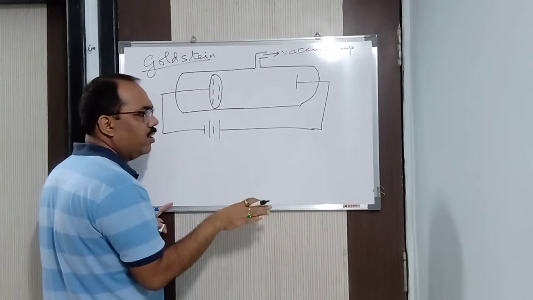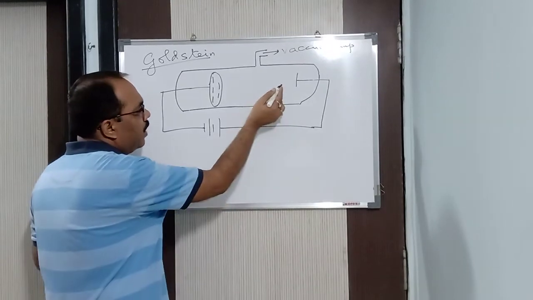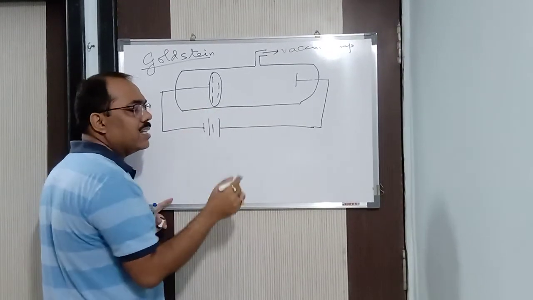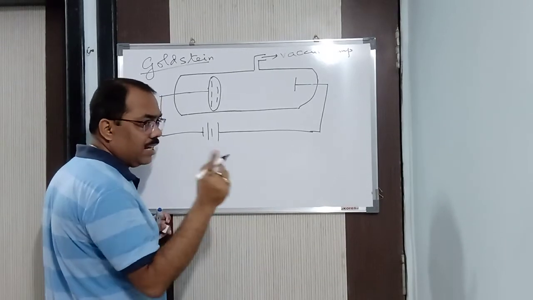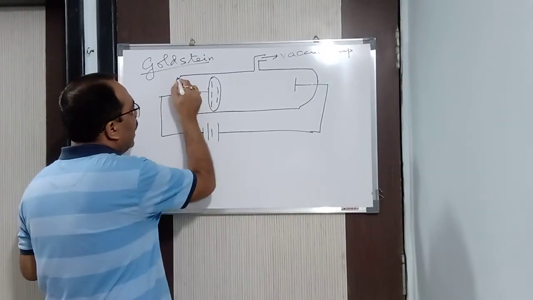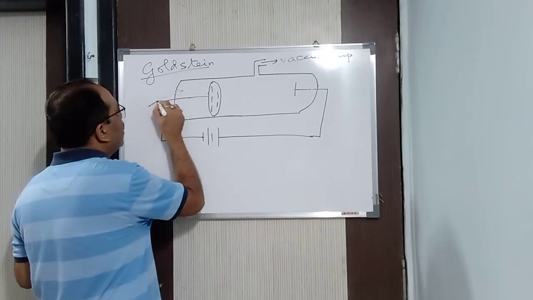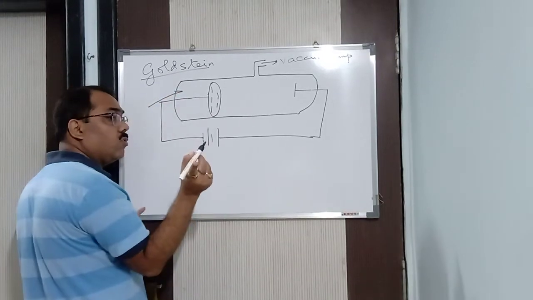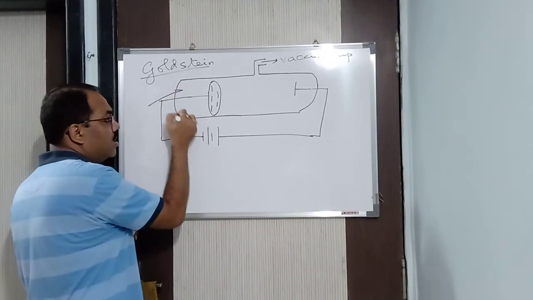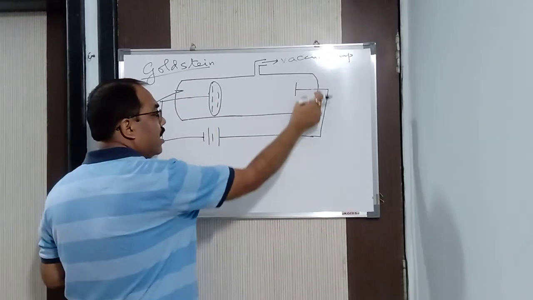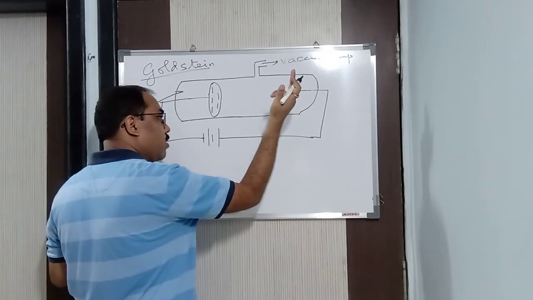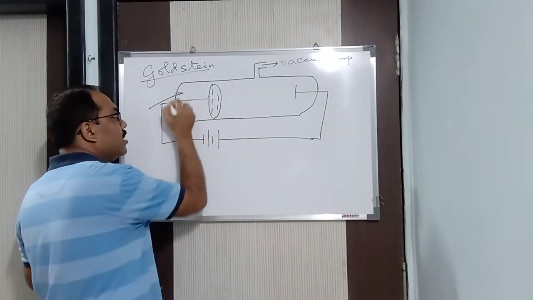When the pressure is very very low, then when you pass electric discharge through it, the gas will get ionized. And when the gas gets ionized, at that time what did Goldstein see? He saw scintillations at this end. Scintillations means fluorescence. This end was glowing. Previously, the other end was glowing in Thomson's experiment. In Goldstein's experiment, this end was glowing.